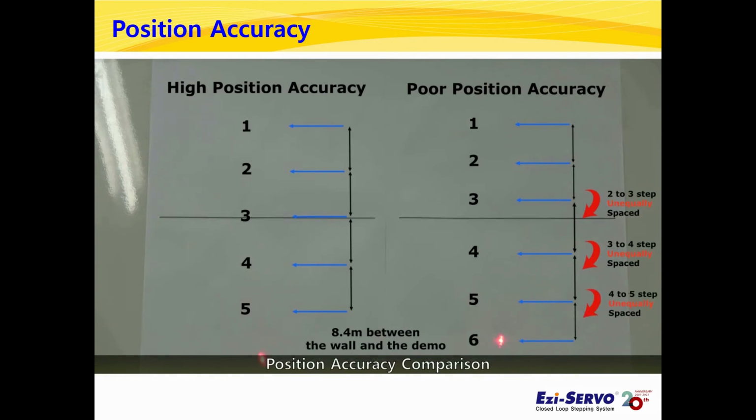As you can see, if the position accuracy is good, you can see that the intervals are all constant and there is no position error. If the position accuracy is poor, the interval is not constant and you can see position errors. Good position accuracy means that when it is moved in one direction, it moves accurately without showing any errors.